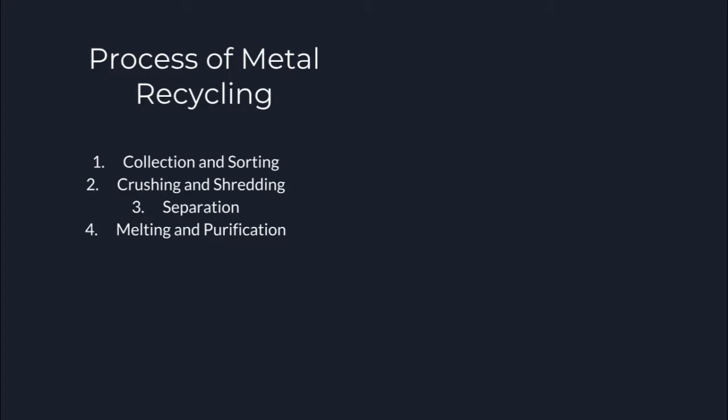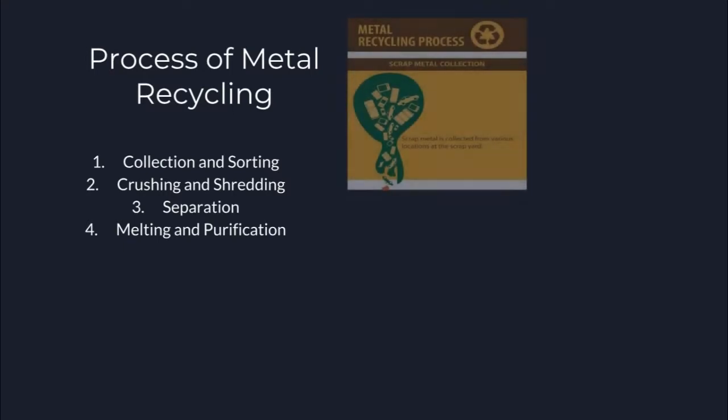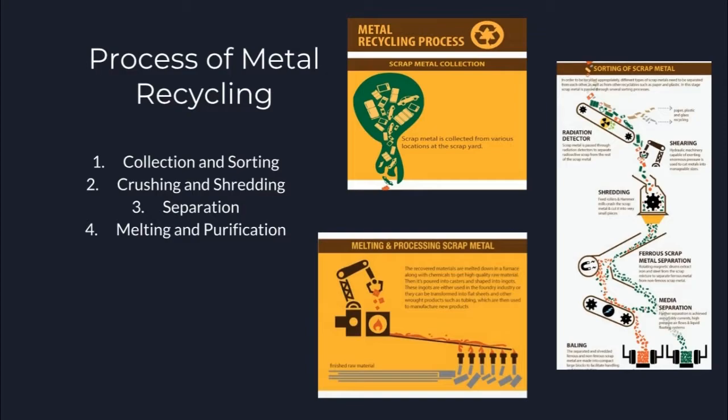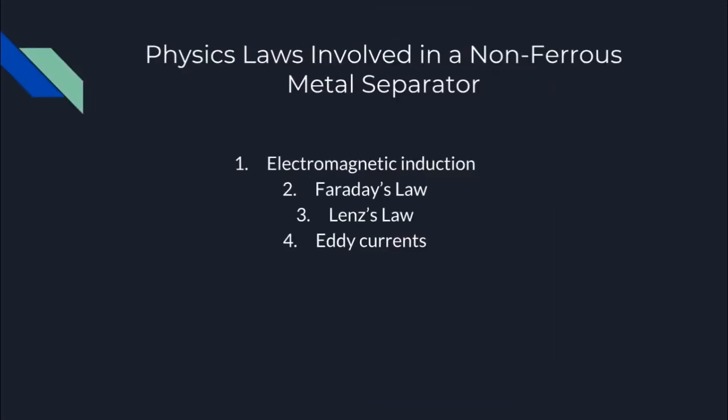The process of metal recycling starts off with collection and sorting, crushing and shredding, separation, melting and purification. In this presentation, we're only going to be talking about the separation step, in which the non-ferrous metal separator is involved to separate ferrous metals and non-ferrous metals. There are a few laws that revolve around how the non-ferrous metal separator operates to separate the metals, in which most laws are related to electromagnetic induction.